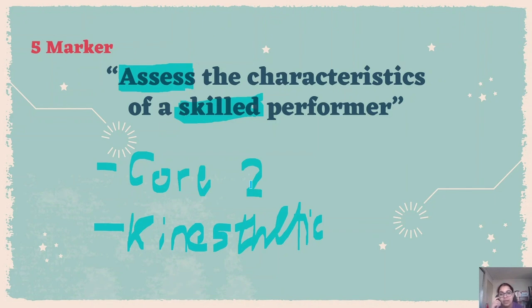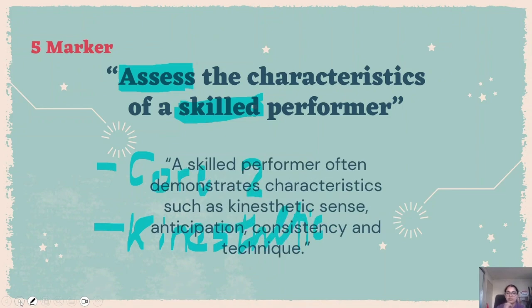Now, one thing you have to make sure to do here is, for example, if you did not remember what part of this it was, you said okay, it's from core 2, but if you do not remember that within core 2, in that dot point, it actually says in brackets next to characteristics of skilled performer: kinesthetic sense, consistency, anticipation, and technique, you would not be able to get the 4 marks because you would not know what to talk about. So this is an example of where knowing your syllabus is so imperative.